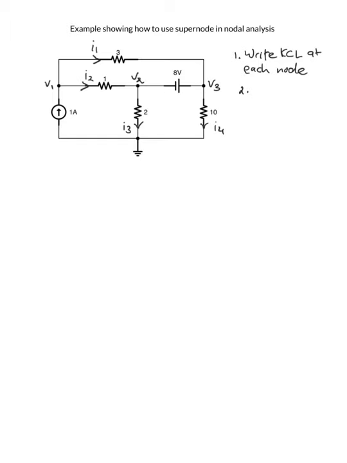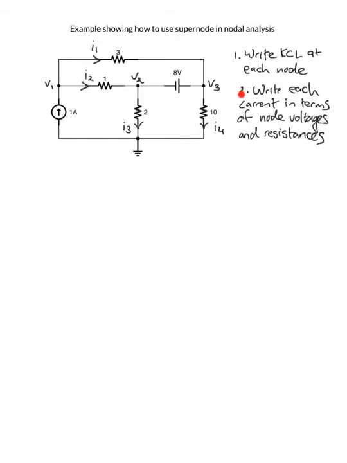Remember that for nodal analysis we write down Kirchhoff's current law at each node and then we write each of those currents in terms of the node voltages and the resistances. So at node V1, by Kirchhoff's current law, we've got flowing into the node a current of 1 amp, and we've got flowing out of the node currents I1 plus I2. So by Kirchhoff's current law, I1 plus I2 must be equal to 1 amp.